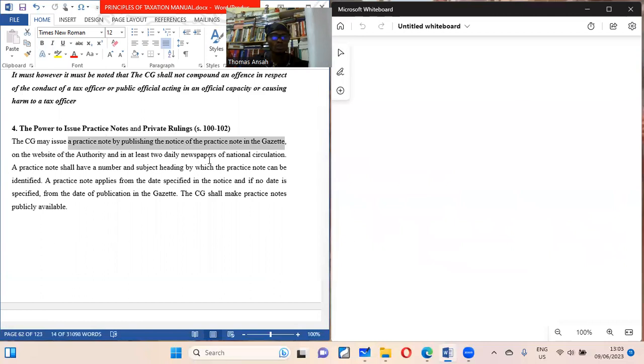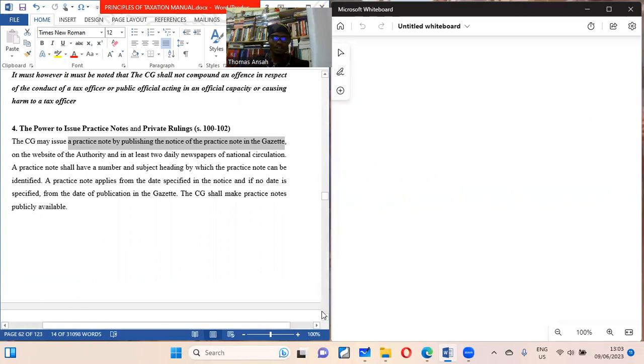Once the practice note is done, it is gazetted and published in at least two of the daily national newspapers. You go to the Assembly Press, you also get one. These days, it is also published on the Ghana Revenue Authority's website. It is always there. So that is the practice note.